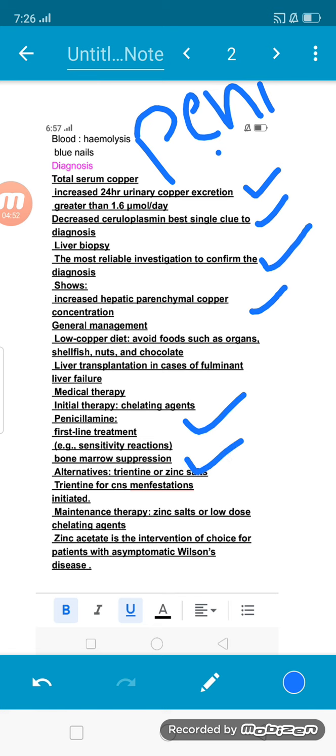We have trientine, which we can use, and which is used for the CNS manifestations. For maintenance, we have zinc salt, which is another low dose chelating agent. We can also give zinc to patients with asymptomatic Wilson disease, and in the last we can use liver transplantation as well.